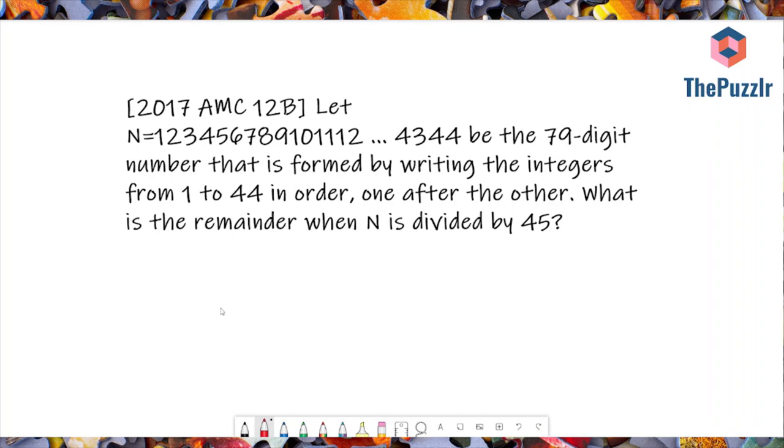So I've removed the choices here because we don't want to just guess the answer to this problem. Let's try to solve it. On the real test, though, it'll be a bit easier because you'll have choices. So what is the remainder when n is divided by 45?